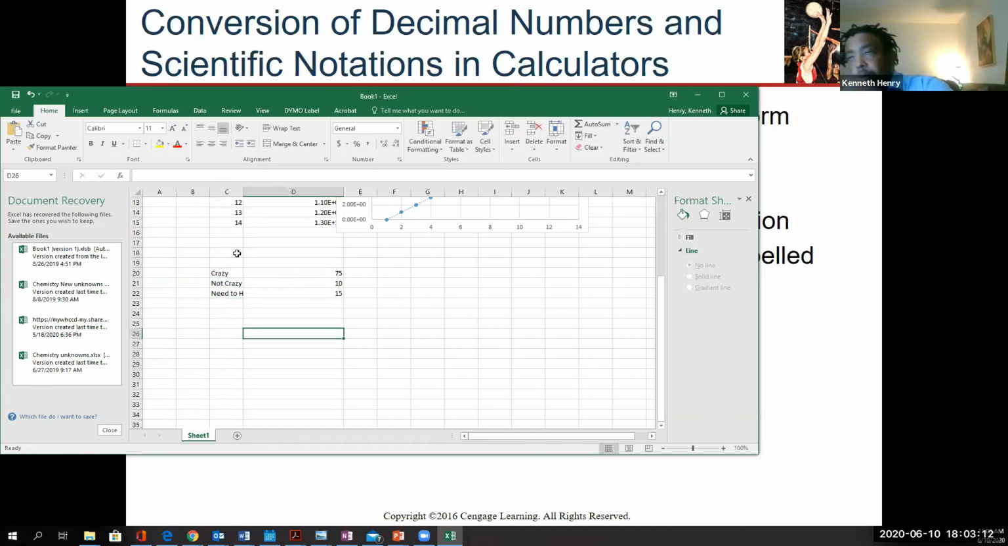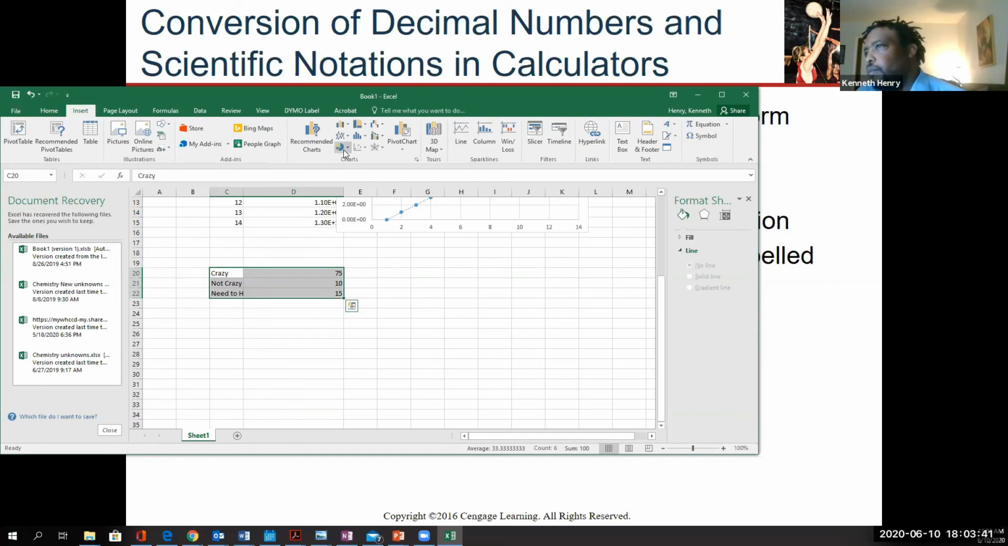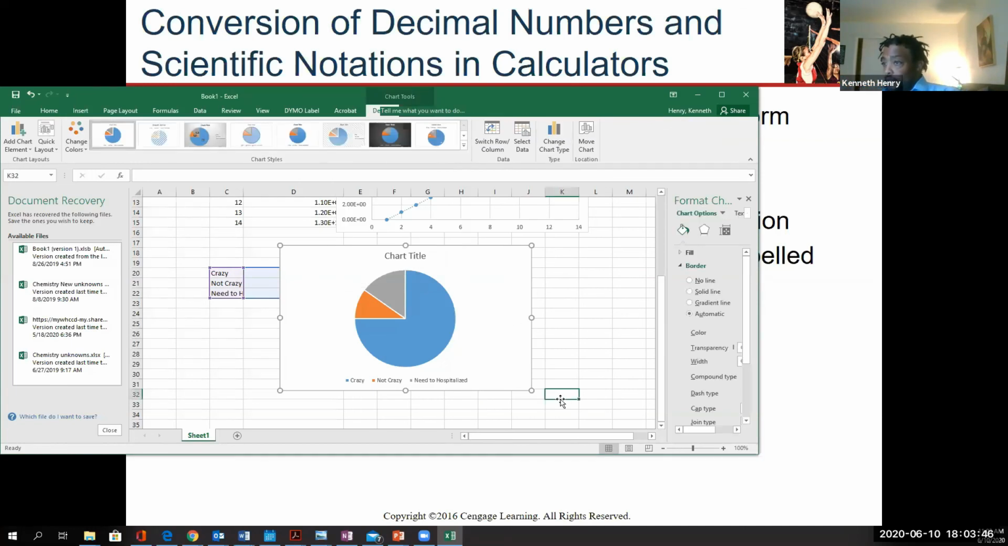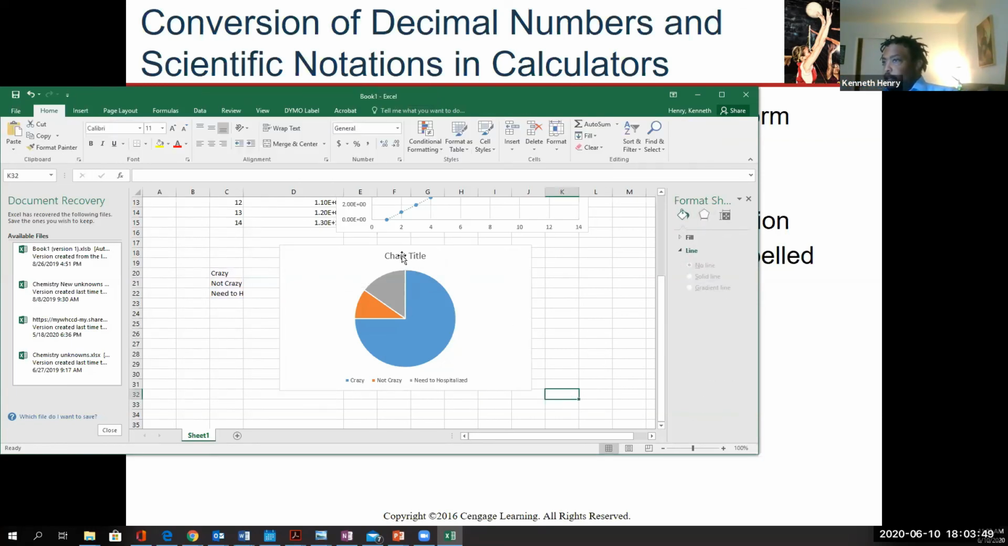Okay, so what would be the best way of showing this data? What type of graph? Pie? Did you say a pie? Yeah. Excellent. Pie graph. Let's do a pie graph, right? Okay. So then we go here. We select the pie graph. So was that a good representation?